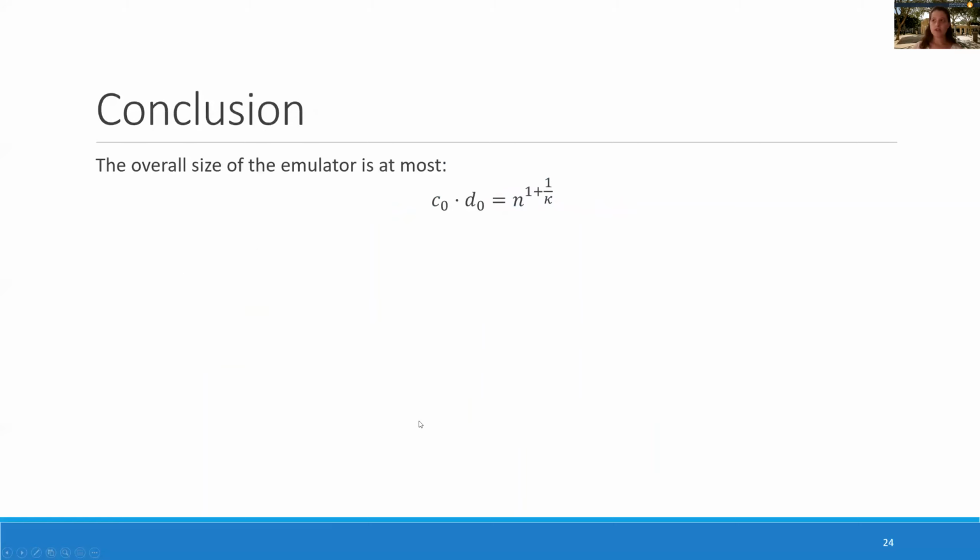So to summarize, the overall size of the emulator is at most the number of clusters we started with at the beginning, which is n, times the first degree parameter, which is n to the power of 1 over kappa. And so we obtain that the overall size is n to the power of 1 plus 1 over kappa with no leading constant.